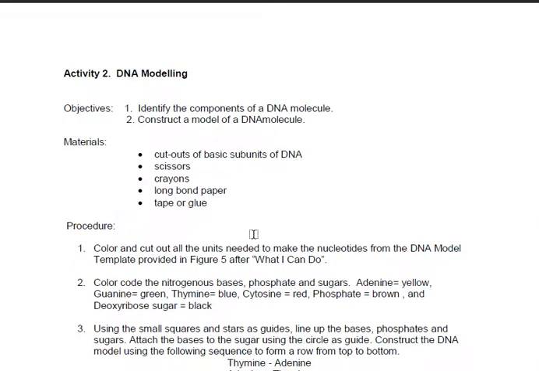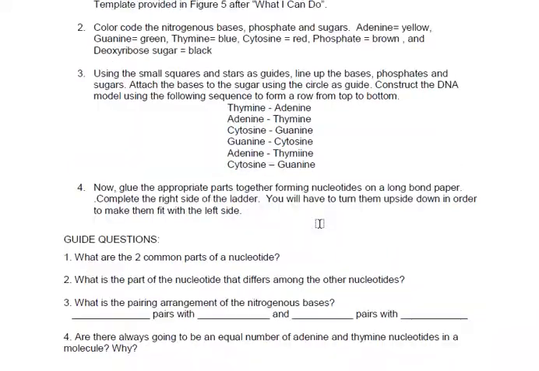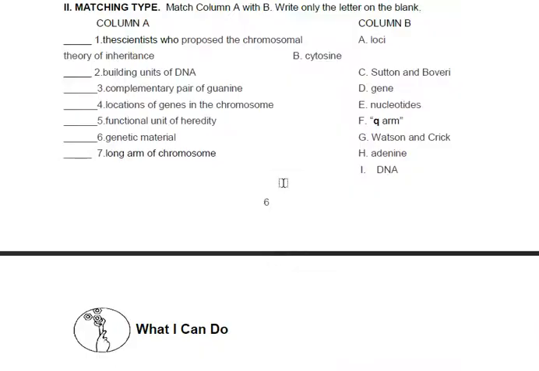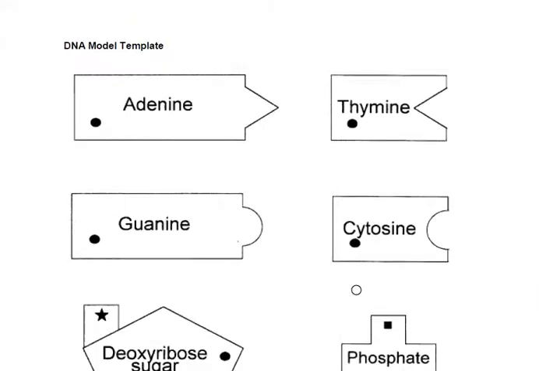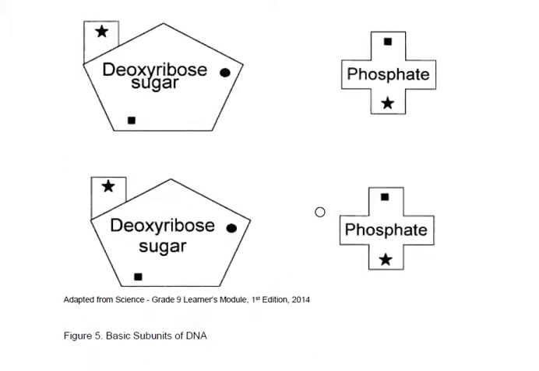Alright? So, you have to answer activity number 2. Use long bond paper and refer to page 8 for the DNA template. How to do this? You have to identify the components of a DNA molecule and construct a model of a DNA molecule. Materials: the cutouts of the basic units of the DNA, scissors, and crayons. The cutouts are on page 8. You just copy them onto the bond paper.